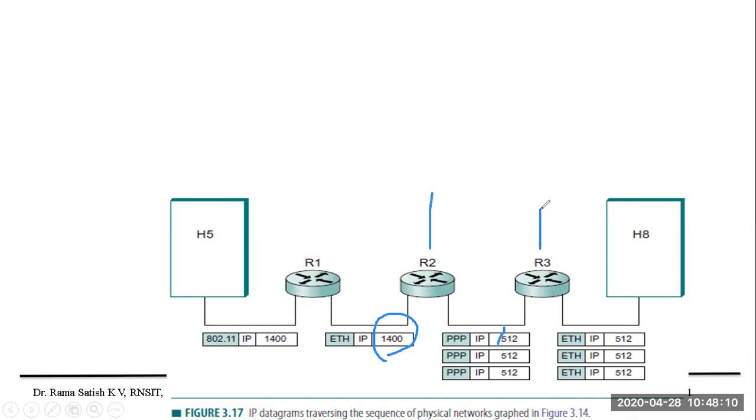R3 will never bother about the fragments. The packets are coming 512 bytes, 512 bytes, and they have to be sent through Ethernet. Ethernet will accept 512 bytes, so it will transmit all these 512-byte fragments, first, second, third. And finally at H8, total reassembly happens. Host 8 will reassemble the packets. So this is what we understand.